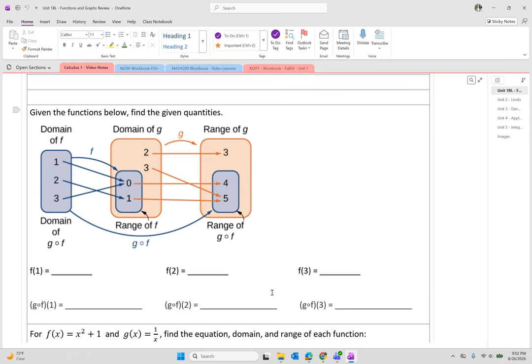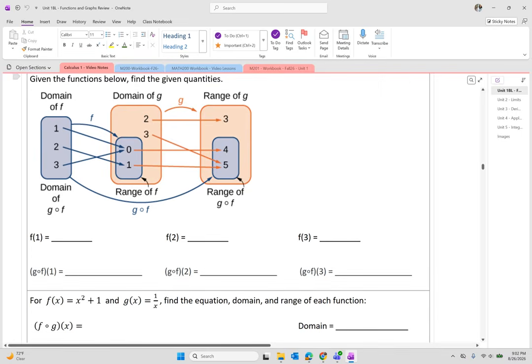From that, the first application will be f of x. So f of x will map to 0 and 1. And 0 and 1 with g will map to 4 and 5. So the range of g circle f will be the set 4 and 5. So let's try to see how that works.